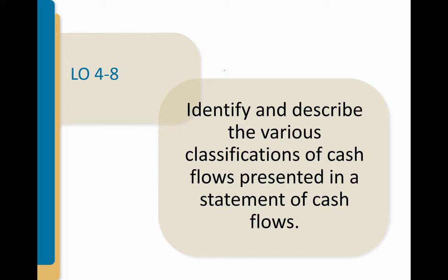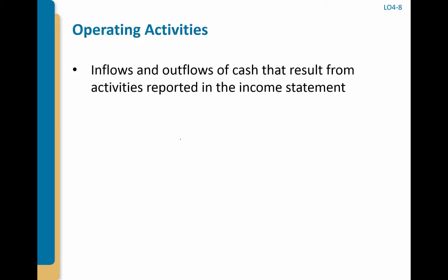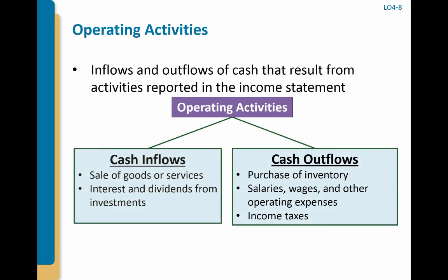So now what we want to do is look at each of the classifications of the cash flow and how it's presented. For operating activities, we usually have inflows that come from the sale and any interest and dividends from investments. So this is a special item that you need to remember. Sale of goods and services is pretty easy, but here we're looking for interest and dividends from investment. That is included in operating activities.